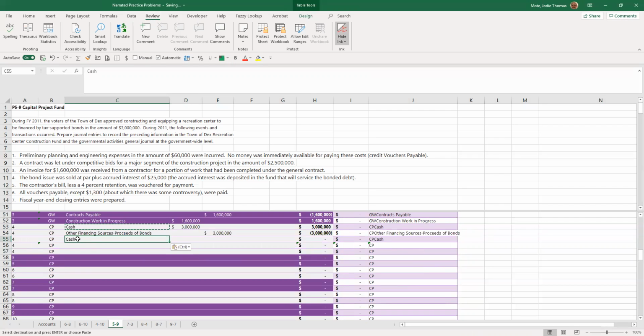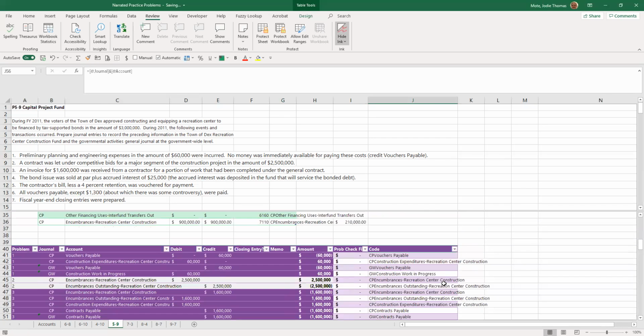So we got here cash, and then bonds payable, and then you have accrued interest payable. Oh, sorry. This is all government-wide. Not part of the capital project fund. And you'll see up here that hopefully everything is working correctly. As I see here, it's not, because I'm copying and pasting a lot of values.